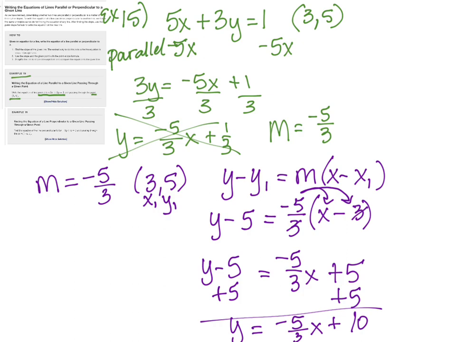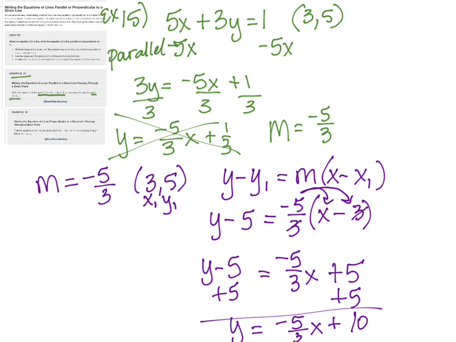Okay. What do you think? Y equals negative 5/3 x plus 10. And this one that we started with was y equals negative 5/3 x plus 1/3. Do they have the same slope? Sorry. Is that better? Her head was in the way. Do they have the same slope? Do they have different y-intercepts? Yep. Are they parallel? Yep. Okay, then we did great.